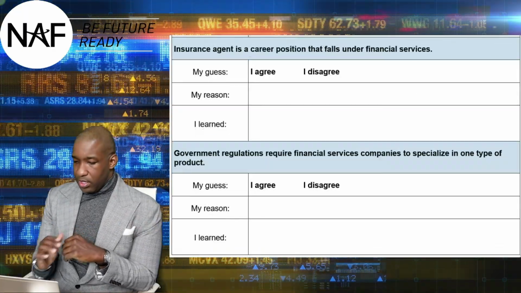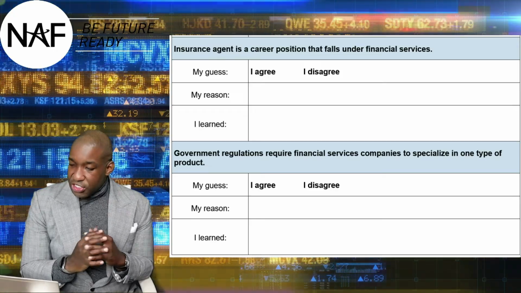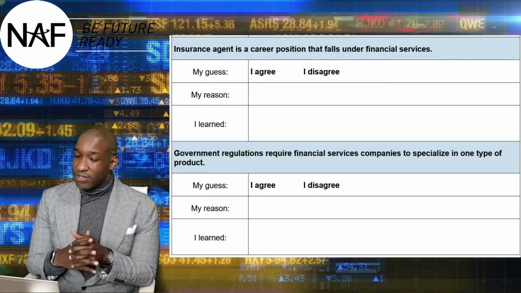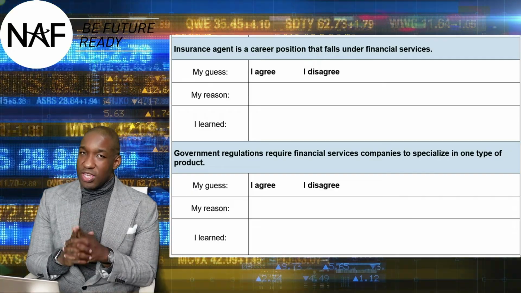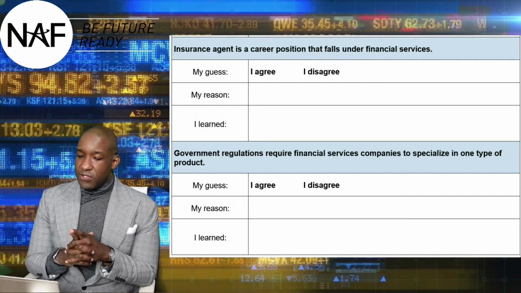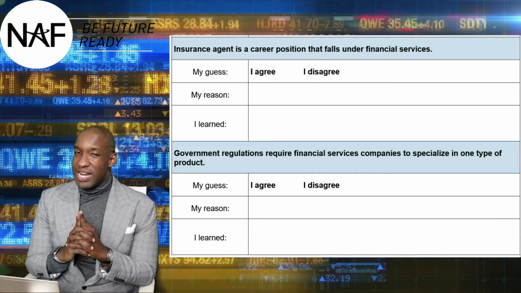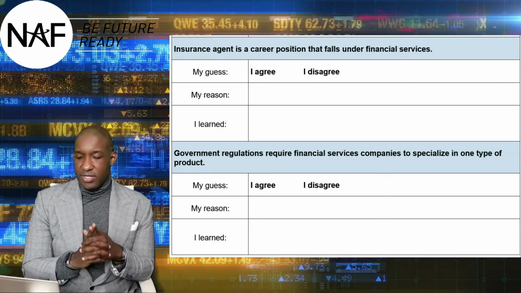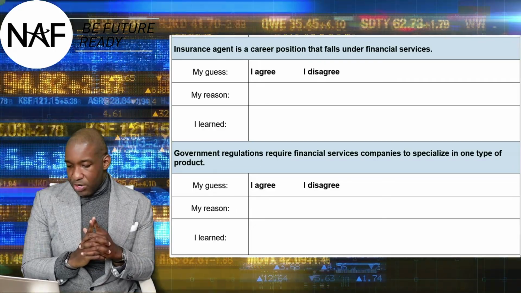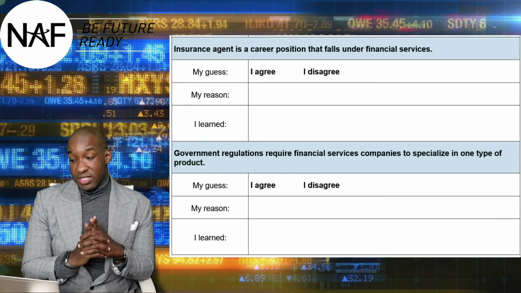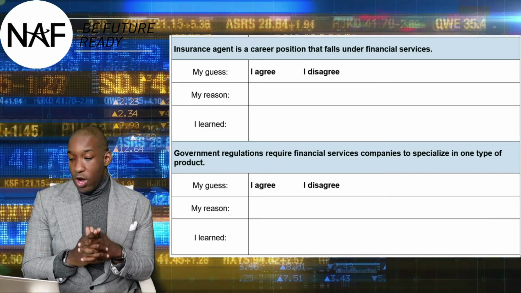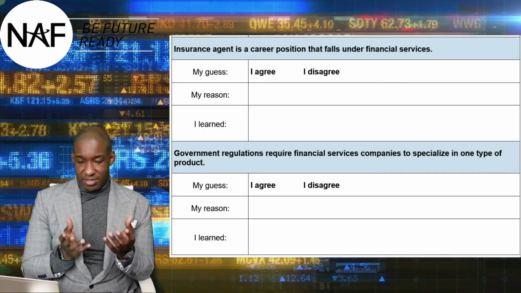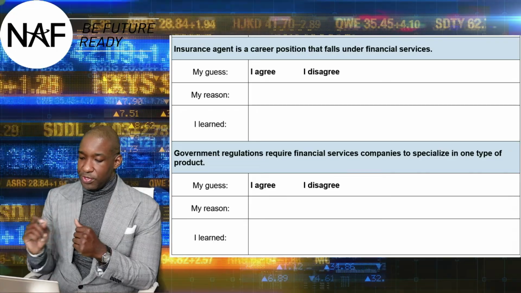So we have two more. We have an insurance agent is a career position that falls under financial services. What do you think? Do you think that an insurance agent is a career position that falls under financial services? Agree, disagree, and then write down your reason. Government regulations require financial services companies to specialize in one type of product. What do you think? You agree, disagree, and you put your reason.